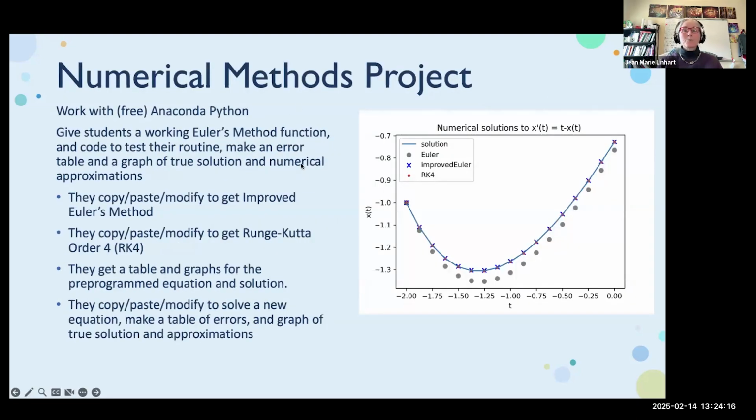The third project I incorporated is numerical methods. I like to work with Python. Part of this is because I've talked to my former students and asked, what is valuable to students? What should I be doing that's really going to have payback for them? And Python was at the top of their list.